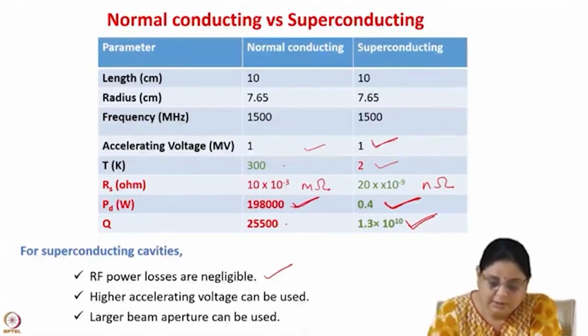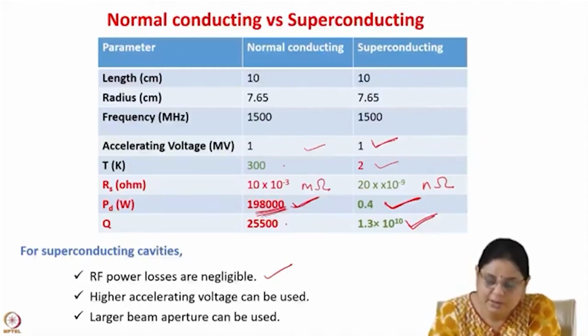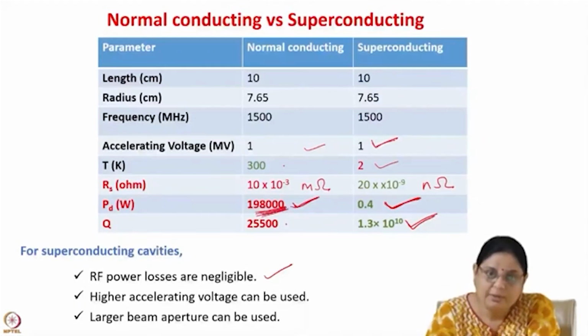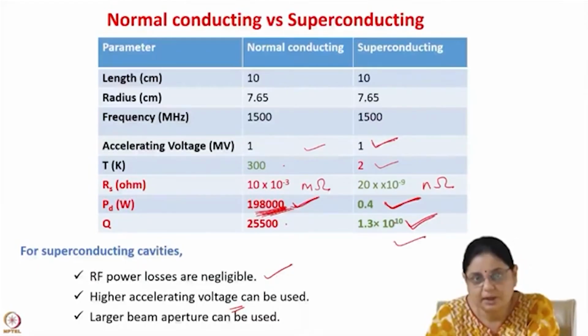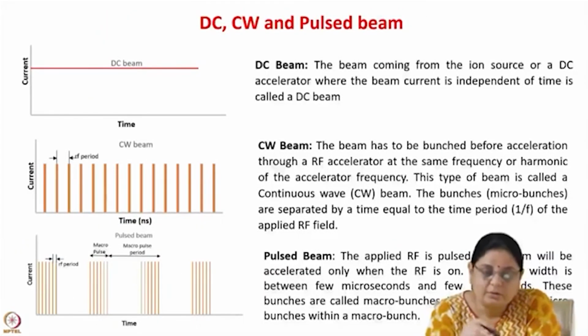Also, since the power dissipated is very high in a normal conducting cavity, you cannot go to very high accelerating voltages, because if you go to higher accelerating voltages, this will increase even more. How high an accelerating voltage you can use depends upon how much power you can remove from the cavity. Then a larger beam aperture can be used in the case of superconducting cavities because they need not be optimized for a higher shunt impedance. So superconducting cavities are particularly useful for accelerating CW beams.